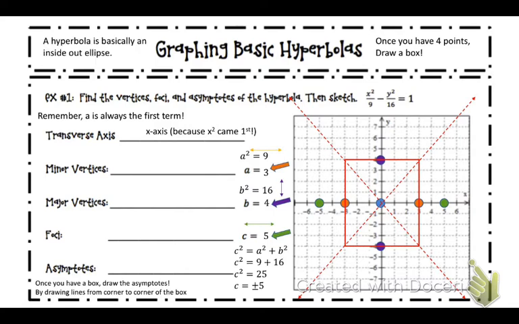And then a hyperbola, again, is just an inside-out ellipse. So that's going to go that way, and that's going to go that way. And they're just basically parabolas. They're just 2 parabolas that are back to back.